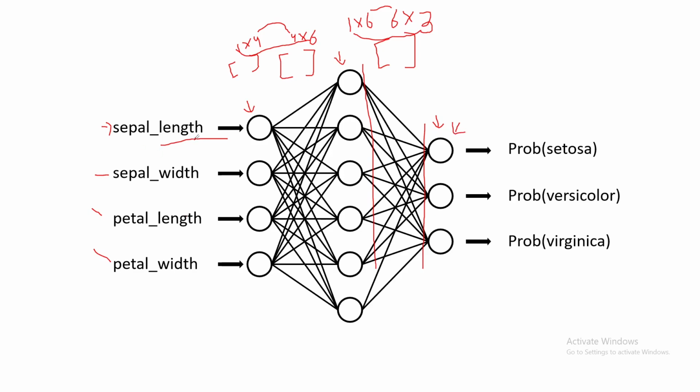So you'll be giving 4 features, one matrix multiplication will happen over here, and you will be getting an output. That output will be given to another matrix multiplication, and then finally you will have an output which is of size 3.